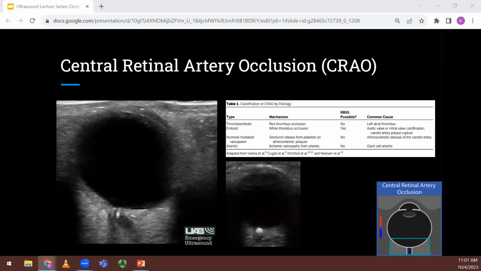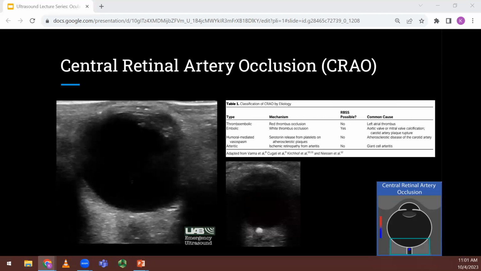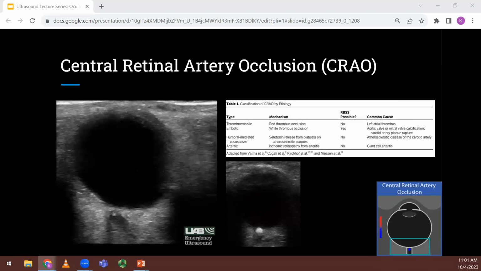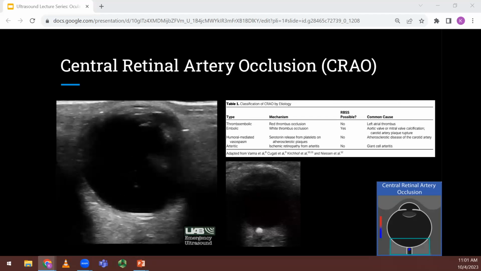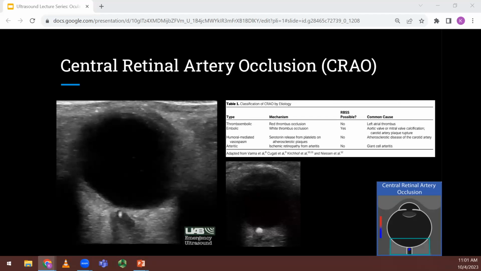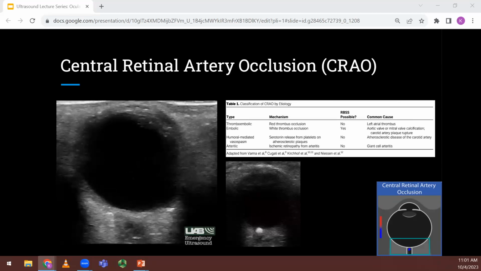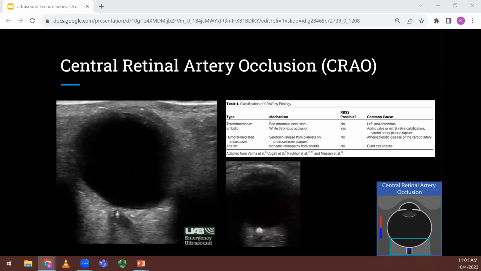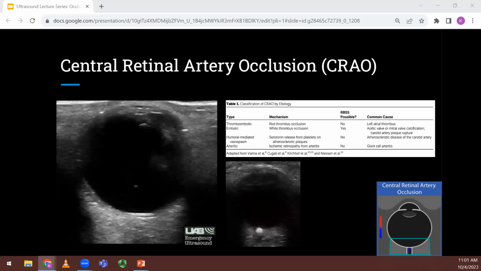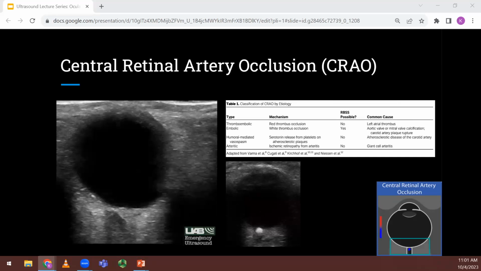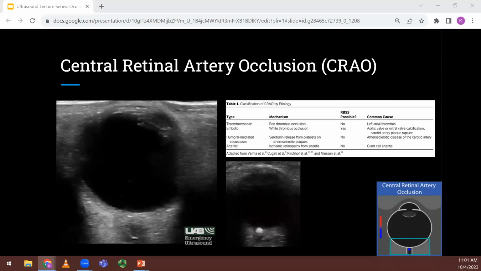If you get good at looking in fundi and you put them in a dark room, with central retinal artery occlusion, what you'll see is a pale disc, and you won't see a lot of arteries and stuff. And you'll see a cherry red macula.